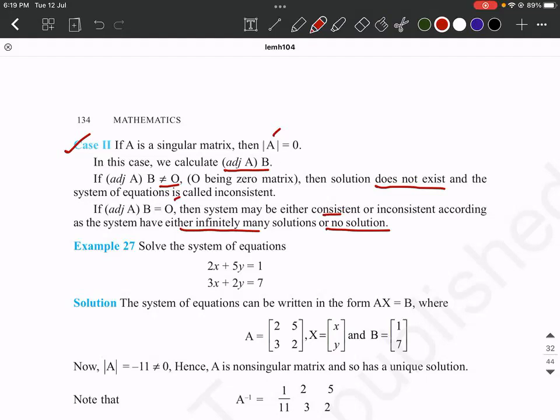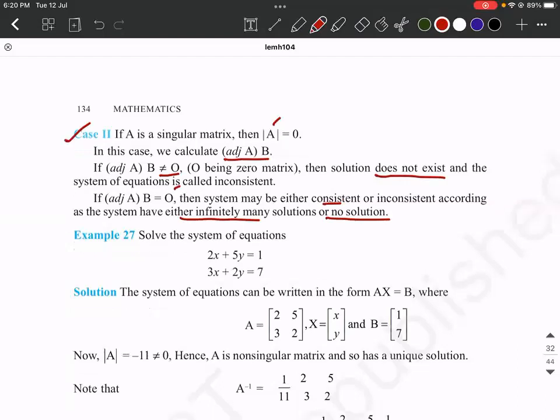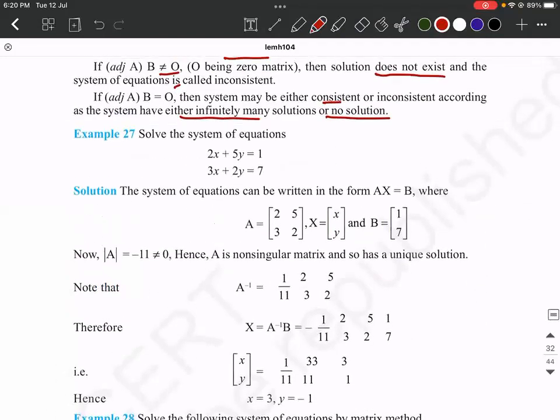If adjoint of A into B is equal to 0, where 0 being the 0 matrix, then the system may be either consistent or inconsistent accordingly. You can say that the system either has infinitely many solutions or no solution. Is that point clear? Okay. Now we are ready to solve problems. It's simple.